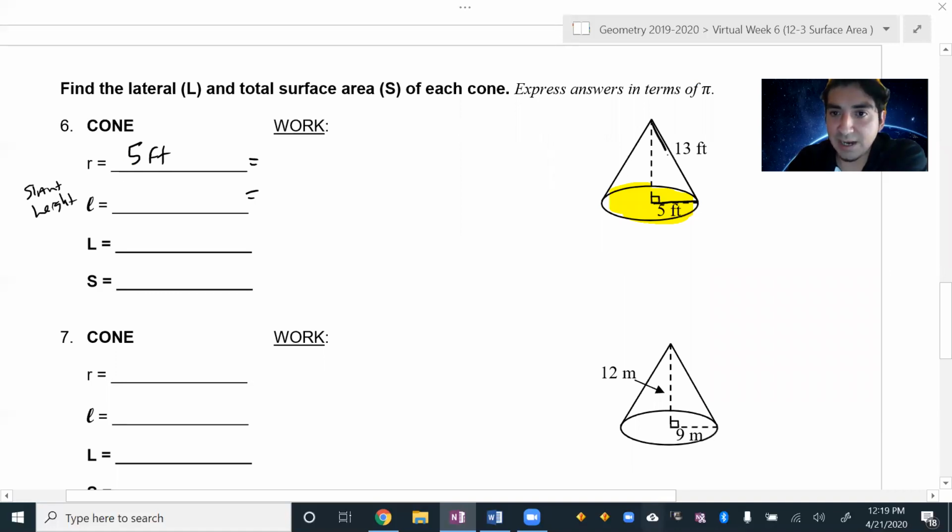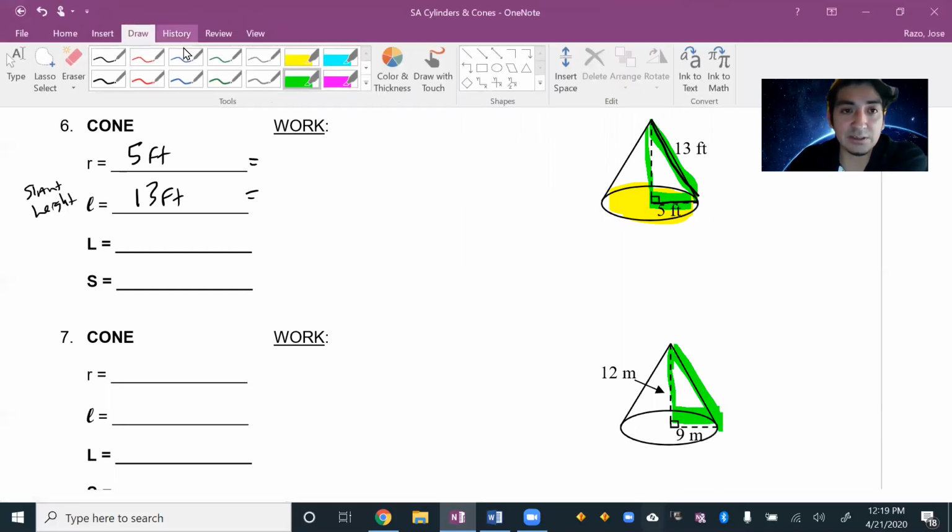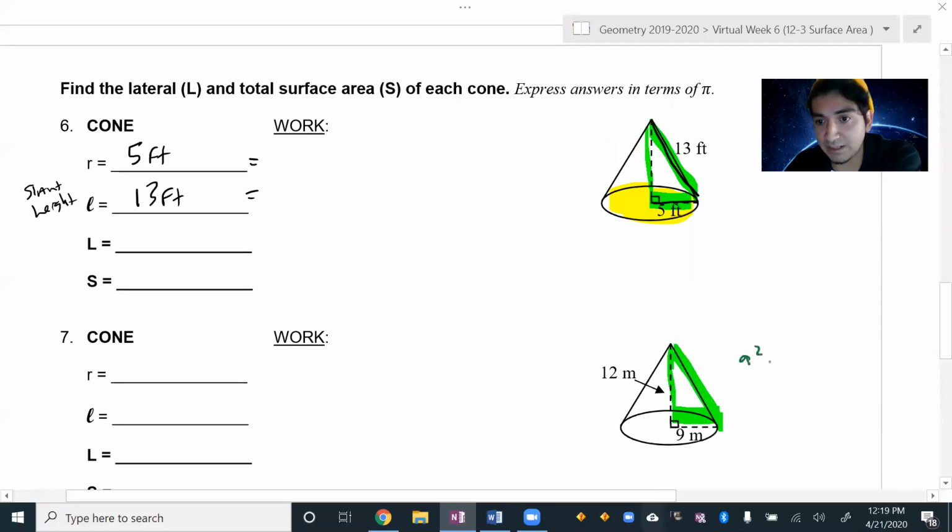So my slant height here happens to be 13 feet. If you notice, this problem is initially a Pythagorean theorem problem, because here there isn't a slant height. So you have to use the Pythagorean theorem in order to solve it. Down here, you will use a squared plus b squared equals c squared, put in the parts that you need, and then solve for x.